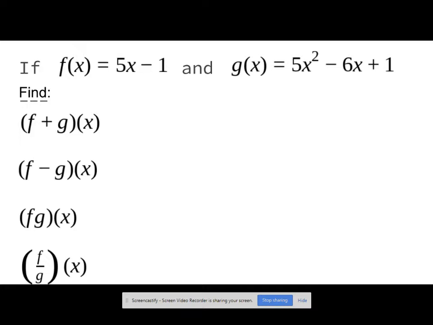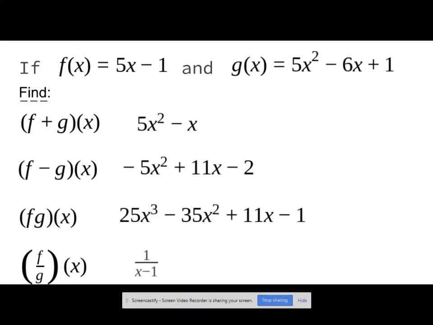I'm assuming you paused it. I'm assuming you tried it on your own. I'm going to put the answers up, and then there'll be a follow-up video on how to do them. So here are all the correct answers. If you didn't get those answers, please watch the follow-up video so you know how to get those answers.